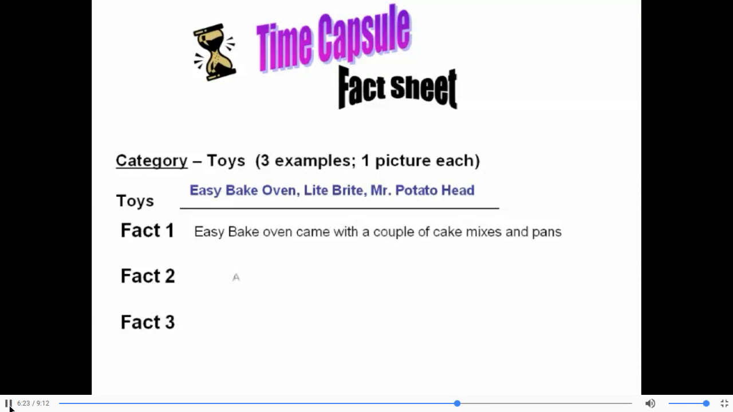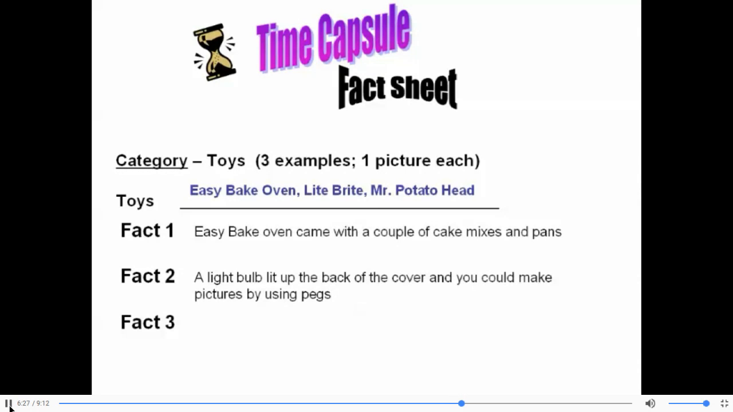My Light Bright fact: a light bulb lit up the back of the cover and you can make pictures by using pegs. And finally, my third fact is about Mr. Potato Head. He was invented in the 1950s in New York City. You cannot copy my facts.